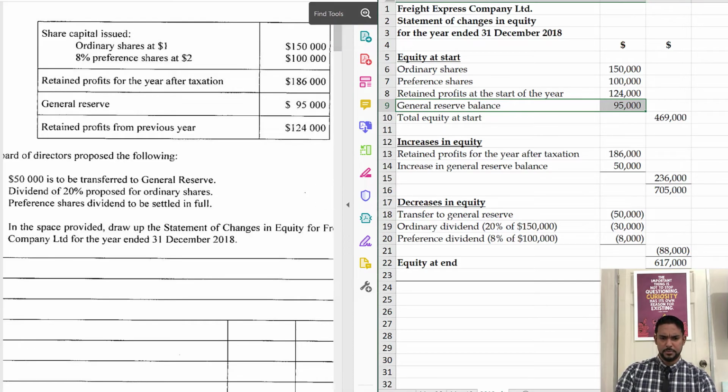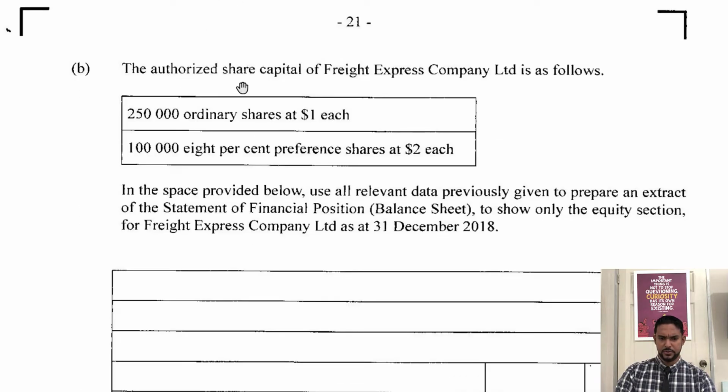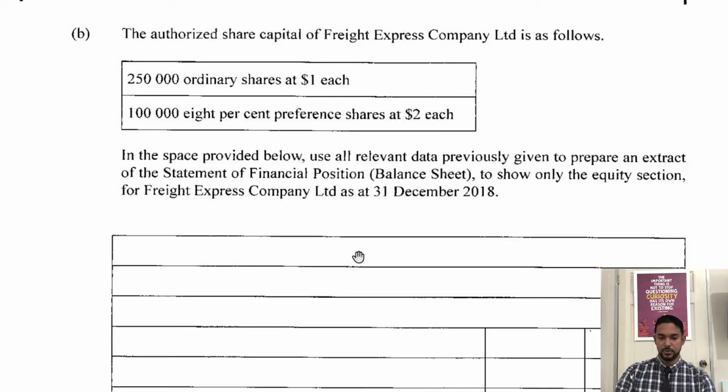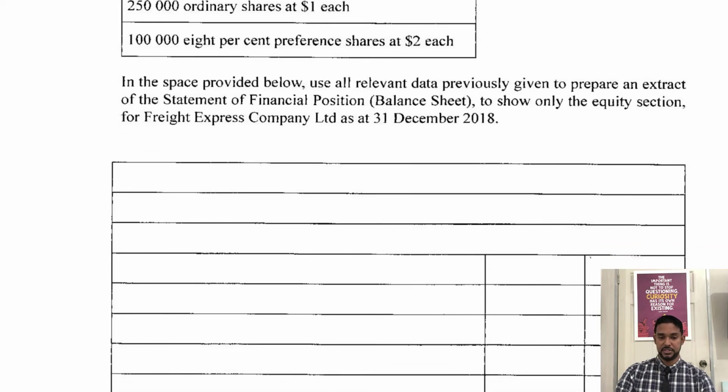Okay, now the other part to this question, let me find it here. Right, so the authorized share capital of Freight Express Company Limited is as follows. $250,000 ordinary shares at $1 each, 100,000 8% preference shares at $2 each. So in the space provided below, use all relevant data previously given to prepare an extract of the statement of financial position, balance sheet, to show only the equity section for Freight Express Company Limited as at 31st December 2018. Okay, so they want a balance sheet extract, which will fit in this area here, which is very similar to the format they gave you for the statement of changes in equity.